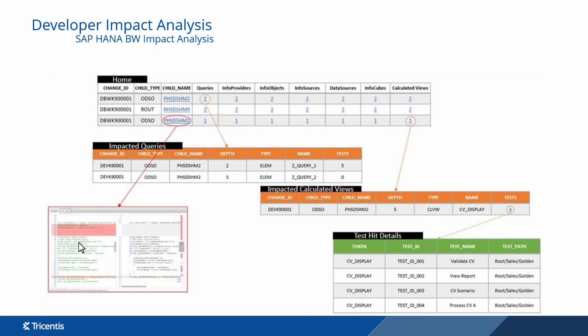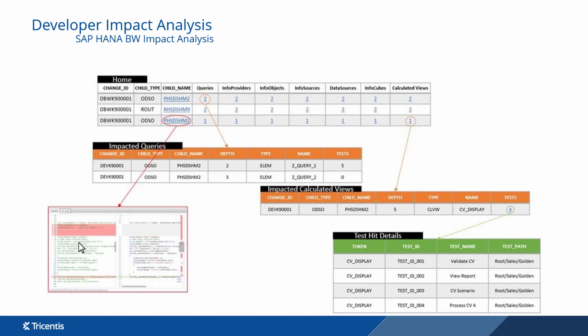So an example of that, we have now these BW transports, and we can see the child name there. That's the ODSO object that's changed within the transport. So it's a data source object. And below that, we can follow the red line. We can see how that code has changed within that data source object. And then across the top, we see queries are impacted, info providers, and the very last column is your calculation view. First let's look at that top row. We can see 2 queries were impacted. Those queries in the 5th column, you can see the ELM. ELM is the technical type for queries. So Z query 1 and 2 are impacted, and there happens to be 5 tests for Z query 1.